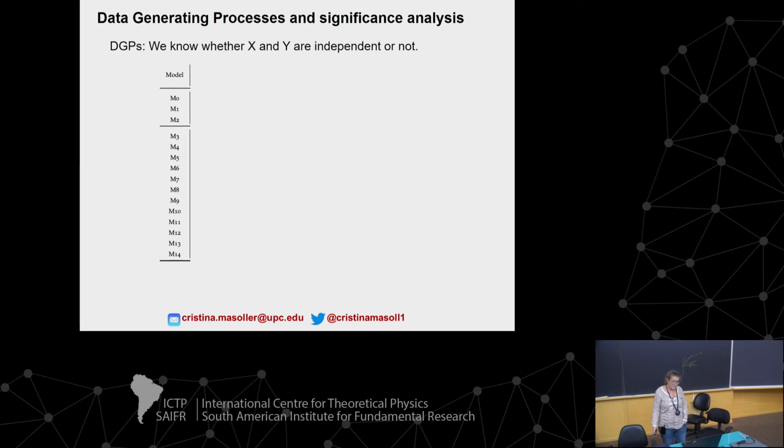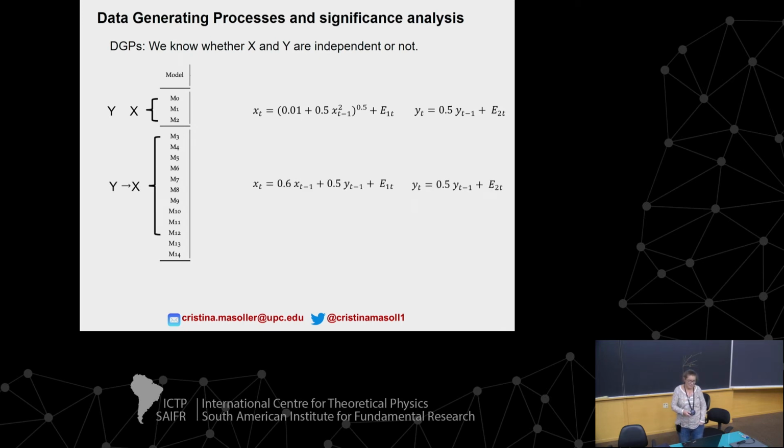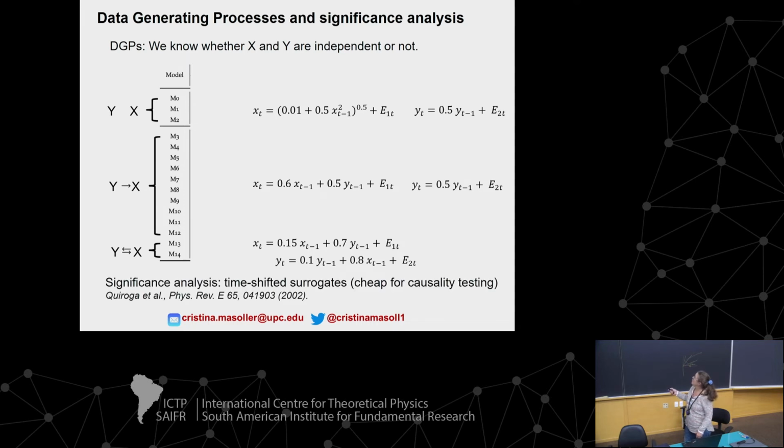So basically what we did to test if using this approximation is a good idea, we considered some data generating processes, like 14 or something, in which we know if there's coupling or there is no coupling. For example, the two first models, they are independent. X and Y are independent. We don't expect any causality. And we have several models in which there is causality from X to Y, from Y to X. And then there is an example in which there are both directions. Some are linear and some are non-linear.